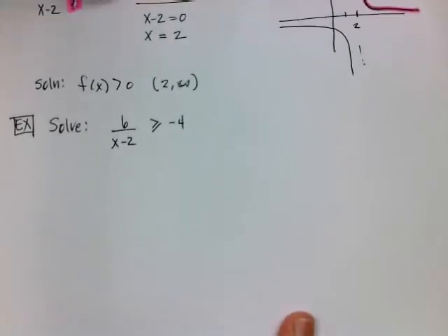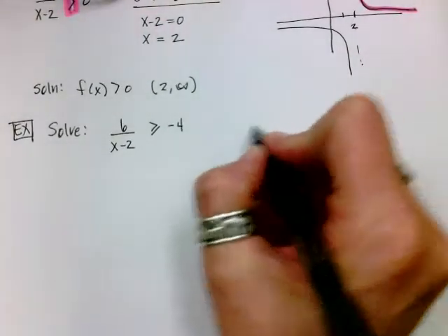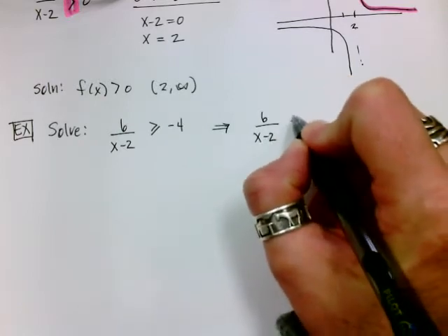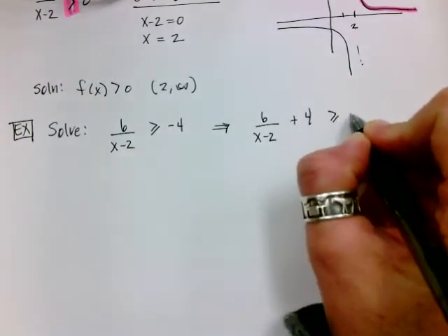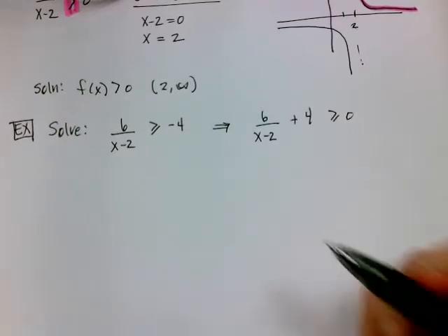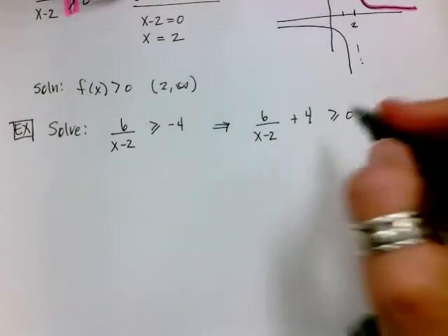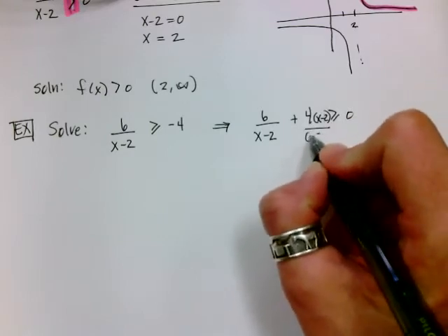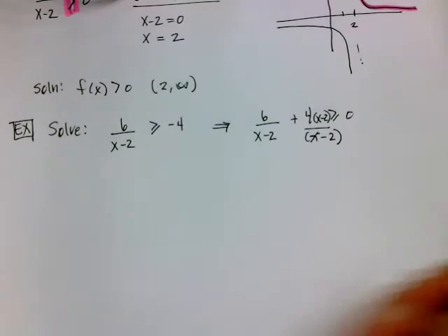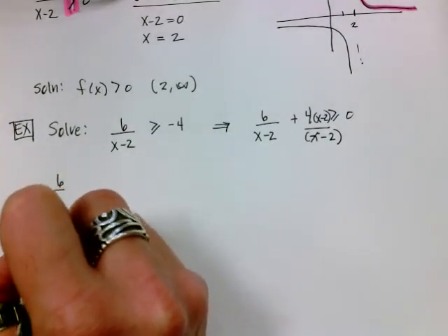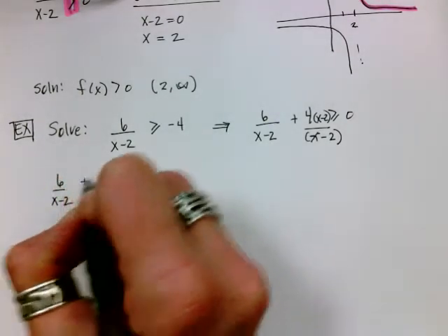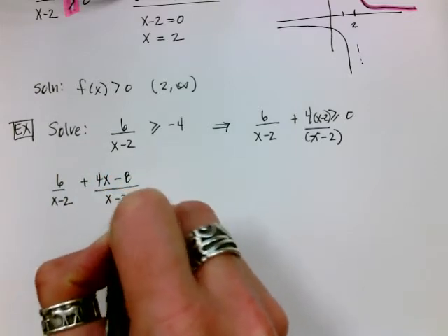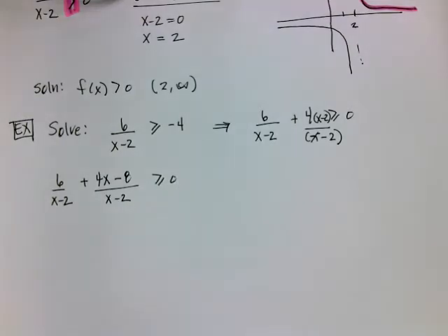So remember, the first step is to move everything to the left-hand side, okay? So I'm going to have 6 over x minus 2 plus 4 is greater than or equal to 0. My lowest common denominator is x minus 2 again. I'm going to squeeze that in right there, so I'm going to multiply by x minus 2 over x minus 2. So then it becomes 6 over x minus 2, and then I'm going to have plus 4x minus 8 over x minus 2 greater than or equal to 0.